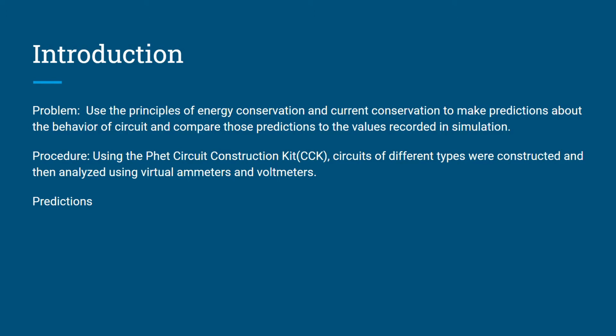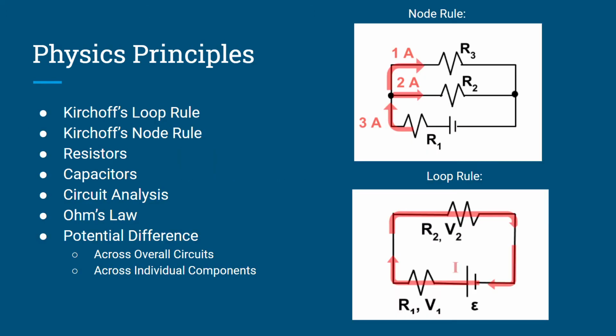For the physics principles involved, we first have Kirchhoff's loop rule, which we can see demonstrated in the figure down here. And so this says that potential energy change is 0 for a loop. And Kirchhoff's node rule says that in steady state, the electron current entering a node in a circuit is equal to the electron current leaving that node. So here the current going into this node will be the same as the current coming out.